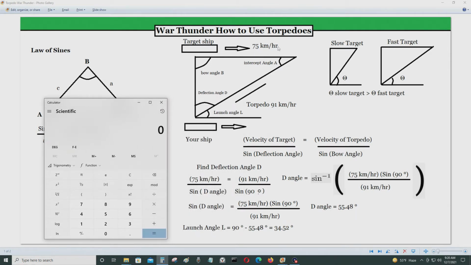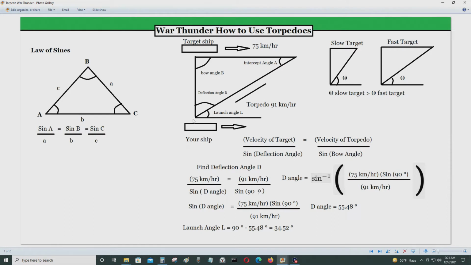Let's see, that's 75 kilometers an hour. And my torpedo is moving at 91 kilometers an hour. And this part is the hypotenuse right here. That's where I'm launching the torpedo at this launch angle. But we can't find the launch angle until we find the deflection angle, which is right here. And we would use the law of sines to figure that out.